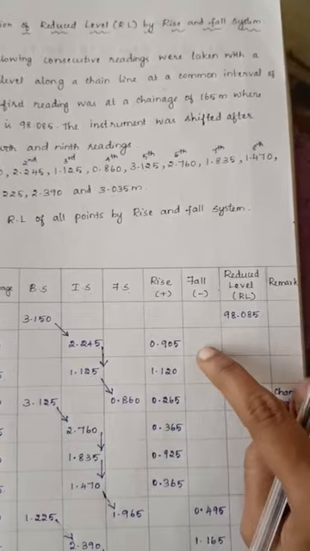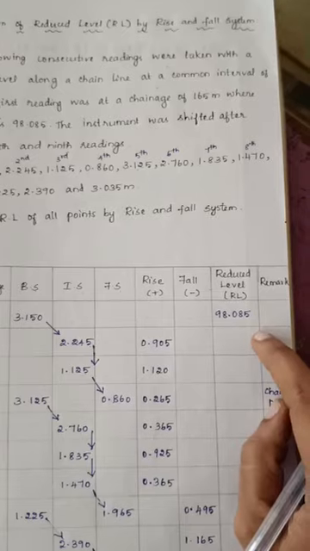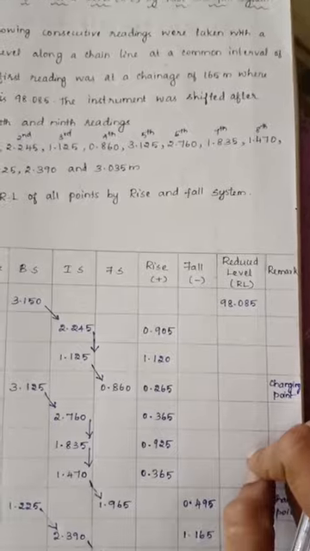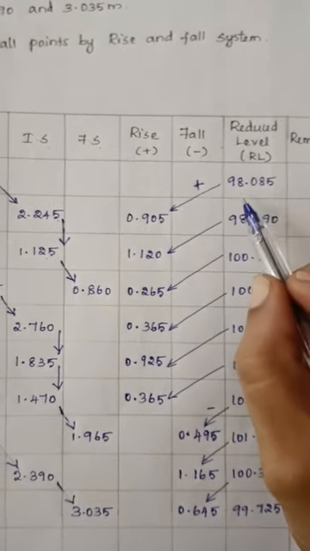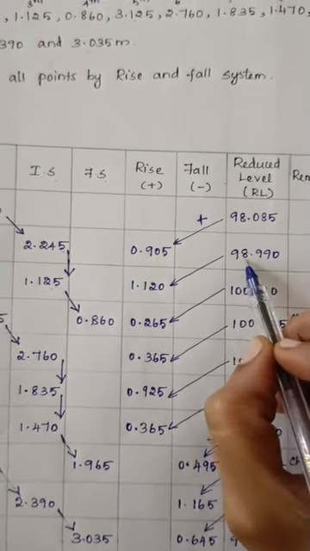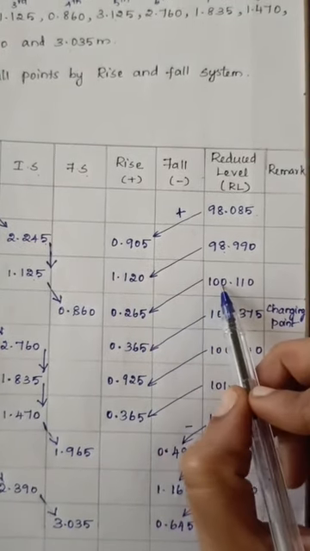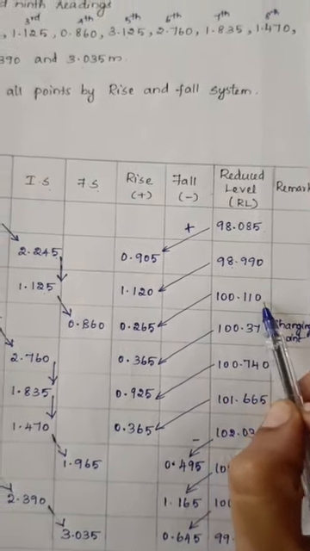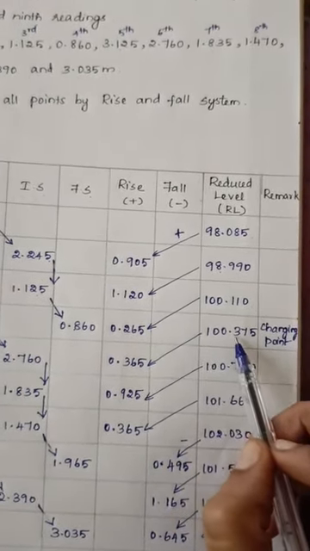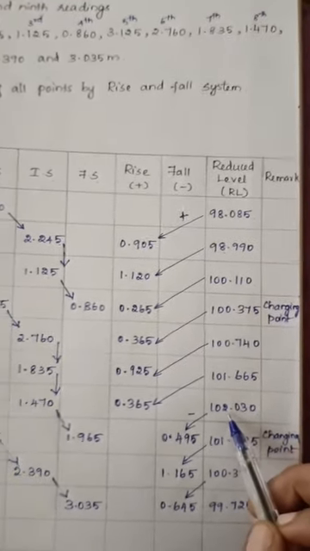If the value is in a fall column, then you have to subtract the value, which means the formula becomes RL of first point minus fall. The reduced level is calculated as 98.085 plus 0.905. The value is 98.990. Then 98.990 plus 1.120, we get 100.110. Therefore, reduced level of previous point plus rise gives the reduced level of next point. Repeat the same procedure and we get the reduced level up to the 7th point.